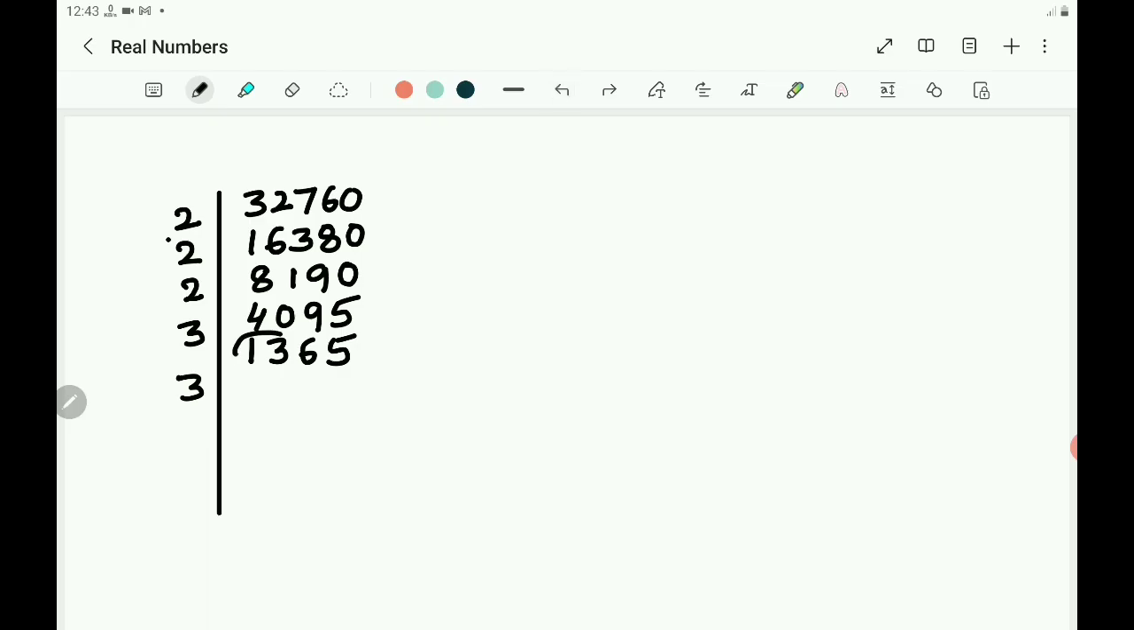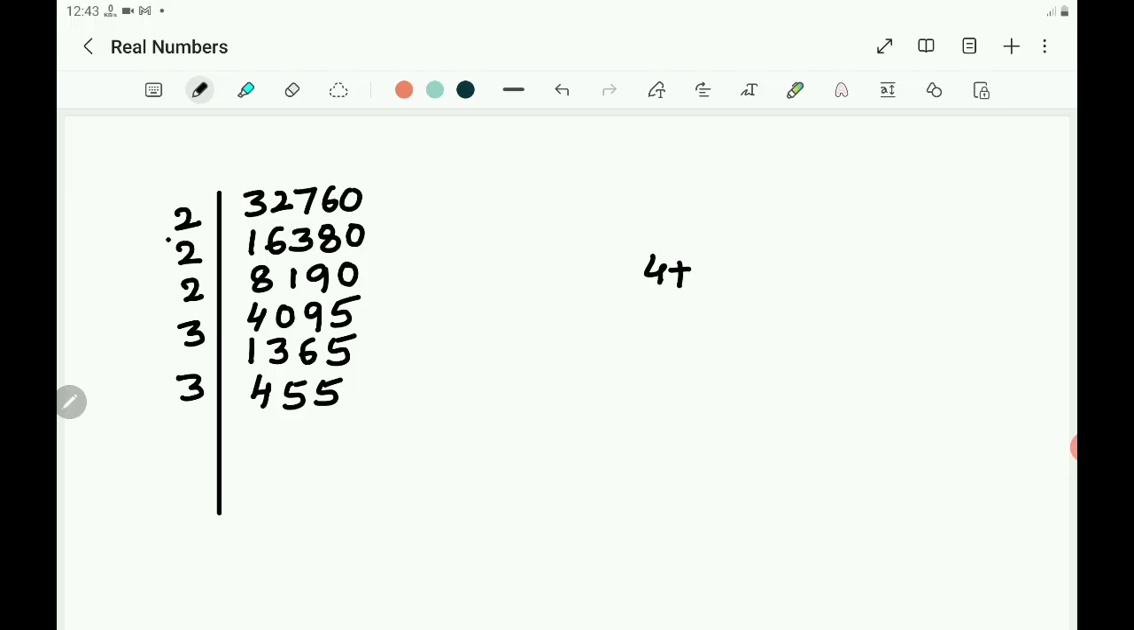Then you take 13. 13 is not in the table 3. Its previous number 12 is there. 3 4s are 12. Next, what is remaining? 1 and 6, 16 is there. Then 16 is not there. Its previous number 15 is there. 3 5s are 15. Again 1 is remaining. 15, it becomes 3 5s. You got 455.